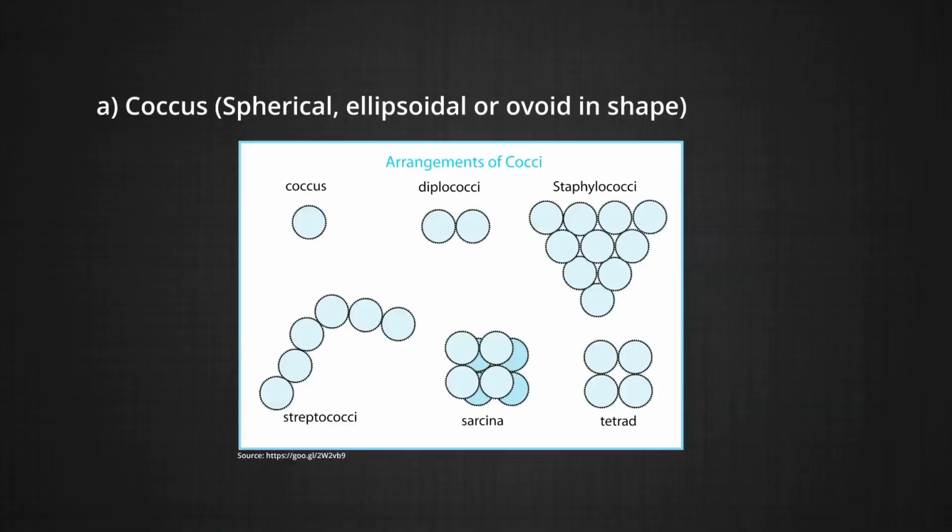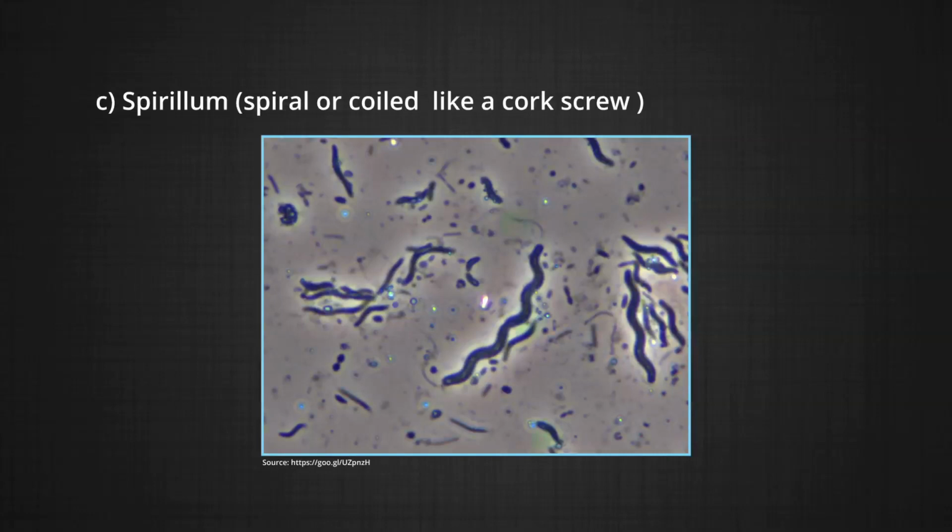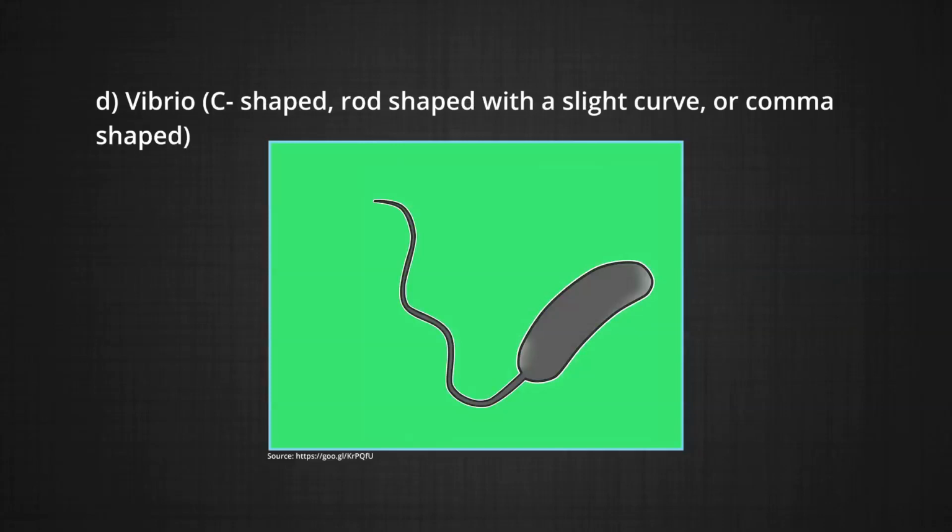According to the shape of bacteria, they can be grouped under four categories. First, coccus means spherical, ellipsoidal or ovoid in shape. Second, bacillus means straight, rod shaped or cylindrical. Third, spirillum means spiral or coiled like a corkscrew. Fourth, vibrio means C-shaped, rod shaped with a slight curve, or just like a comma shape.